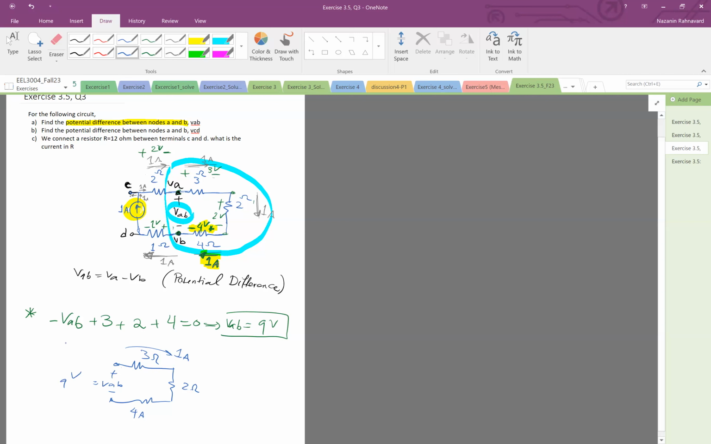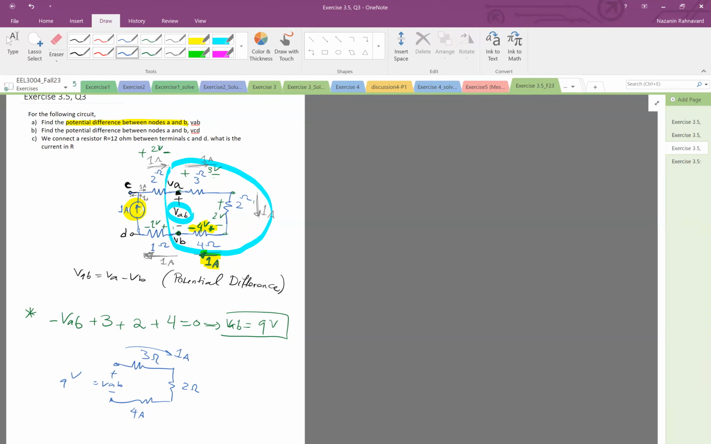Or you can just do KVL as I did in the top. So negative VAB plus 3 plus 2 plus 4 volts equals 0. VAB is 9. So you can easily find the potential difference this way.